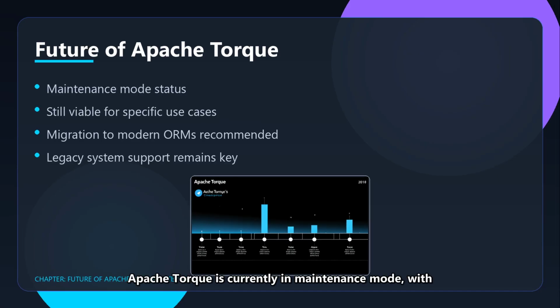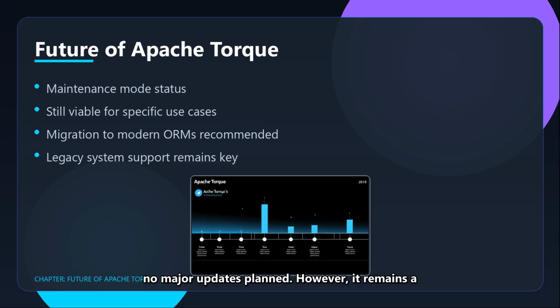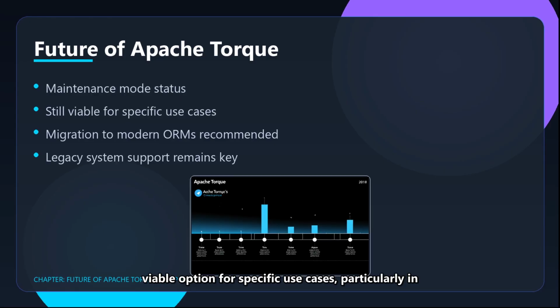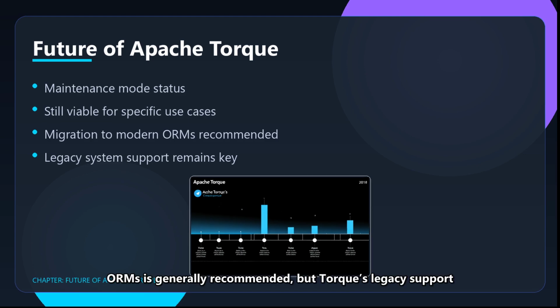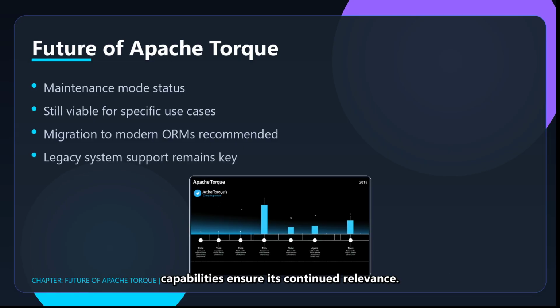Apache Torque is currently in maintenance mode, with no major updates planned. However, it remains a viable option for specific use cases, particularly in legacy environments. For new projects, migration to modern ORMs is generally recommended, but Torque's legacy support capabilities ensure its continued relevance.